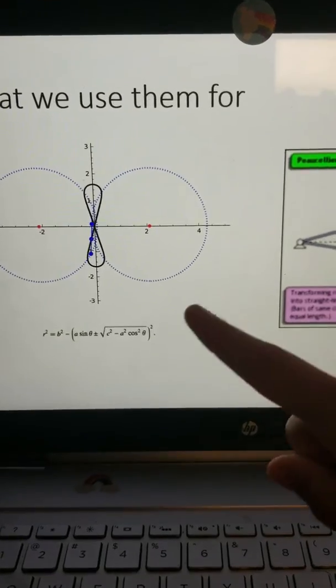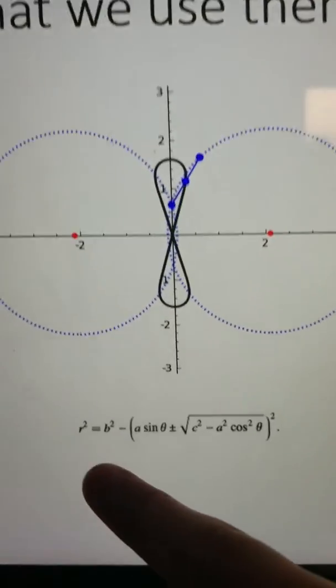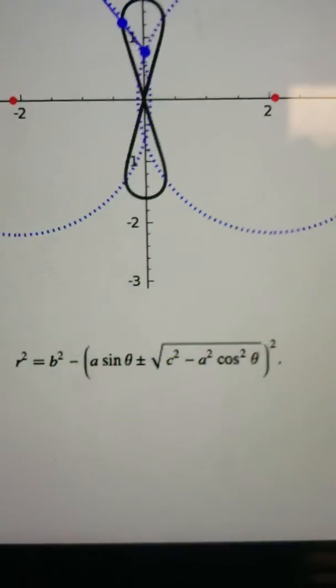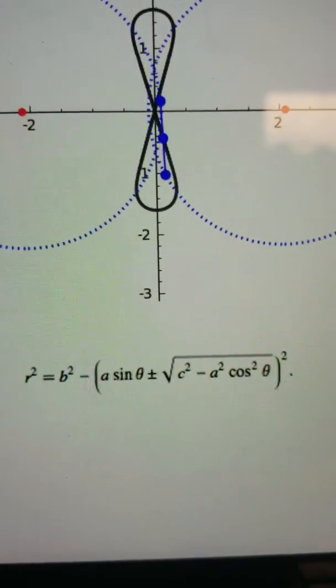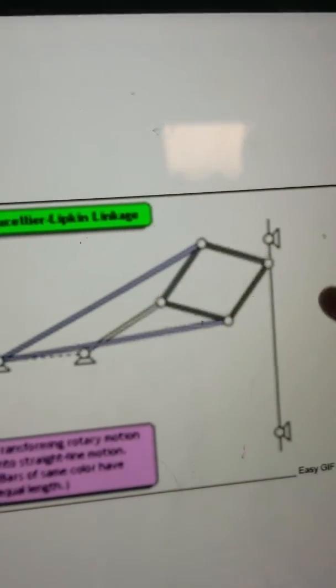And this is an example of Watt's curve, and this is the polar equation that describes it. This is the Peaucellier-Lipkin linkage and how it creates a straight line.